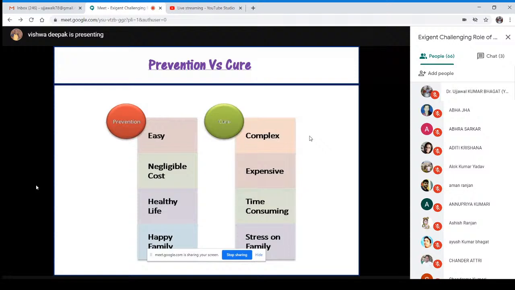But when it comes to the cure, which means killing the pathogen, removing the pathogen, this process is not easy. This is complex. This is very expensive. In a few slides, you will see how expensive this is. You cannot even imagine. And this is very time consuming. This is very stressful. So prevention is always better than cure, but both of them have the application of chemistry.